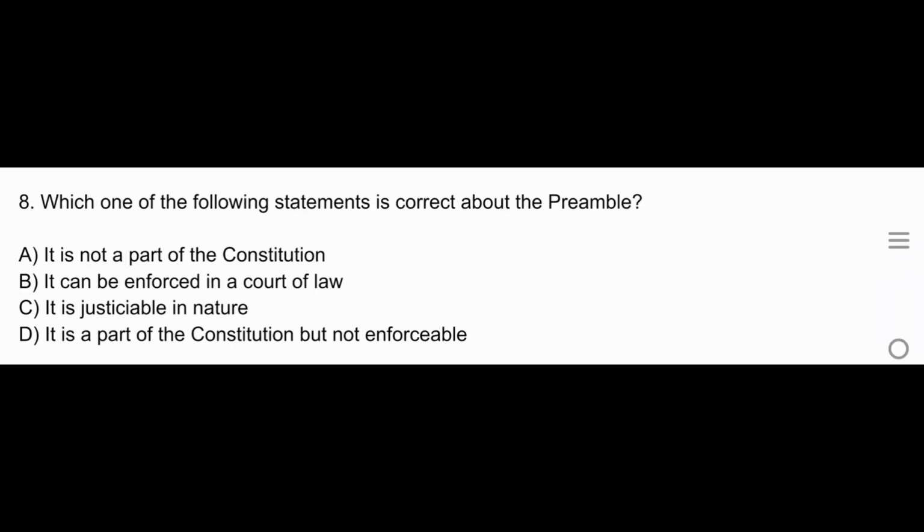Next question, which one of the following statements is correct about the preamble? Option A, it is not a part of the constitution. Option B, it can be enforced in a court of law. Option C, it is justiciable in nature. Option D, it is a part of the constitution but not enforceable.